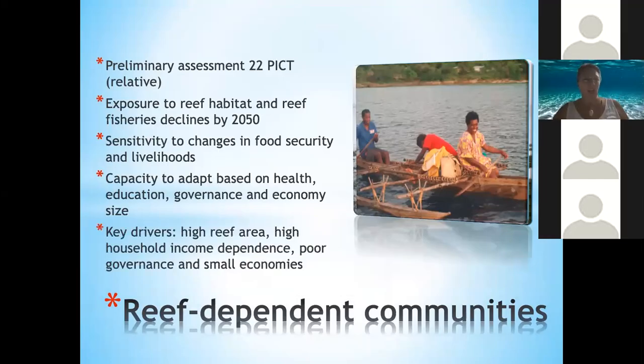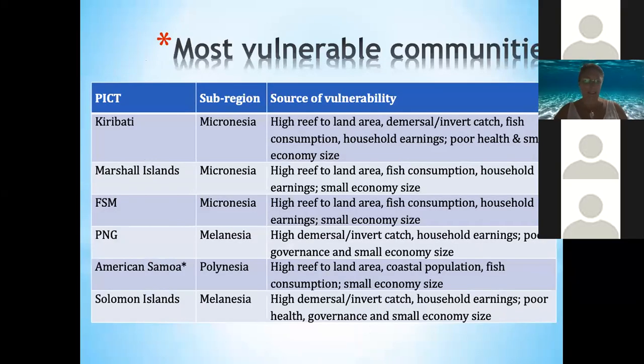Thank you. That's fine. So the assessment, again, looked at the 22 nations and the exposure of reef habitats and fisheries into 2050 to ocean acidification being the hazard, their sensitivity of food security, livelihoods, and their capacity to adapt. And what we found was that the key drivers of vulnerability were if nations had high reef areas, high household income dependence on reef fisheries, and obviously poor governance and small economies. So if you can click next slide.